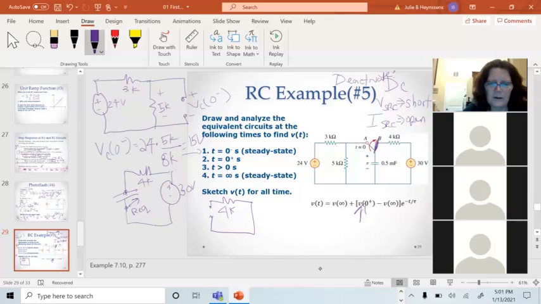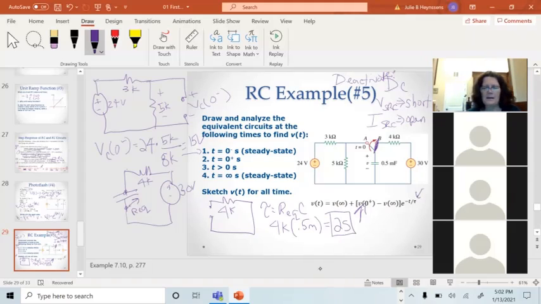So that's my REQ. So my time constant is REQC, which is 4K times, what is it, half a millifarad, which should be 2 seconds. So we got this number here. Now all we have to do is find V of infinity.